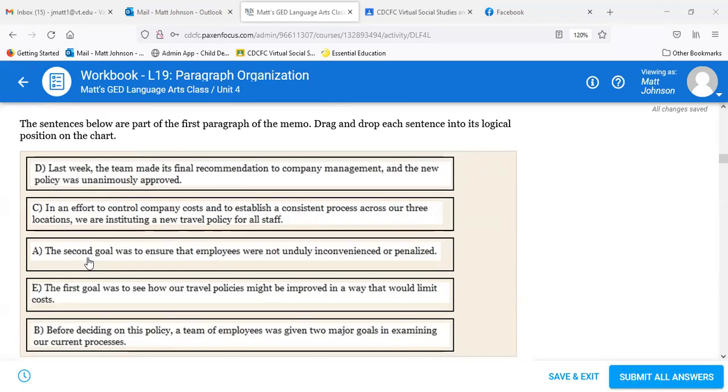Last week, the team made its final recommendation to company management, and the new policy was unanimously approved. In an effort to control company costs and establish a consistent process across our 3 locations, we are instituting a new travel policy for all staff. The second goal was to ensure that employees were not unduly inconvenienced or penalized. The first goal was to see how our travel policies might be improved in a way that would limit costs. Before deciding on this policy, a team of employees was given 2 major goals in examining our current processes. So, that's all out of whack. We can tell that that paragraph does not make sense reading those sentences one by one.